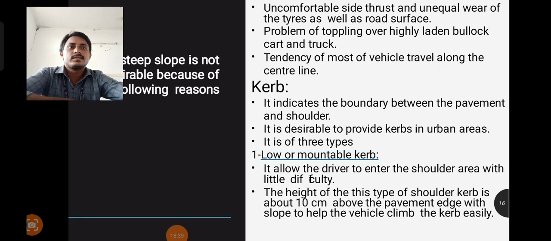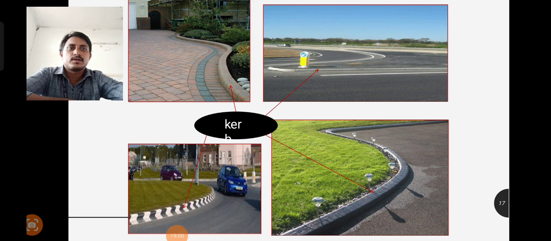So what is the curb? The next, curb, is nothing but the boundary between the pavement and shoulder. Between the pavement and shoulder, a curb is provided. There are also various classifications: low curb, semi-barrier curb and barrier type of curb. You will see in this diagram the curb is provided. On the road side, the curb is mentioned. Various diagrams are also there.